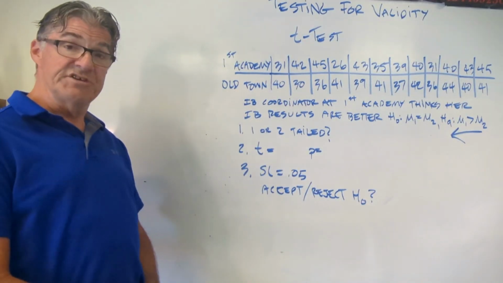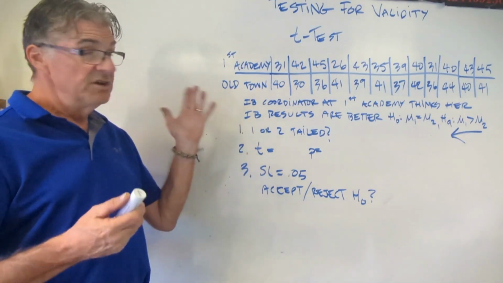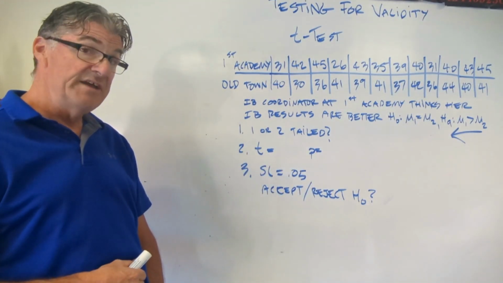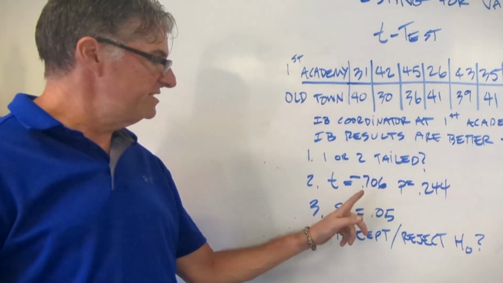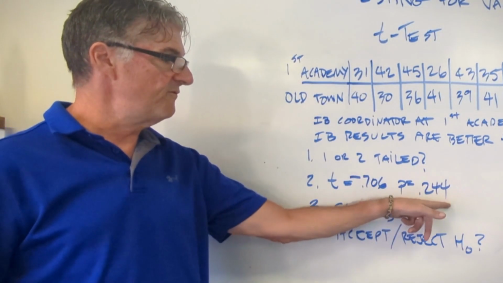Okay, go ahead and do your t-test. Put in your data. There's really not a whole lot of other things for me to say. Do your t-test and come on back with your t-value and your p-value. Okay, for the t-value, you get minus 0.706. For the p-value, you get 0.244.